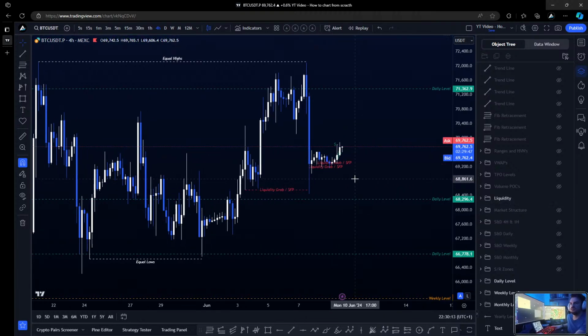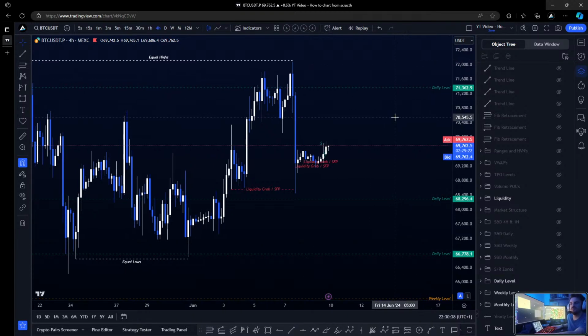Yeah, so, use what's relevant. From here, you think, okay, we might go to 71,362, right? Just based off of this. If we can't create an uptrend, we can still come for this daily level and then go for the upper one. If we go to the upper one and we take out those equal highs, but then we close a 4-hour candle below, then it's logical to think that, okay, this liquidity was taken already, so it's gone.